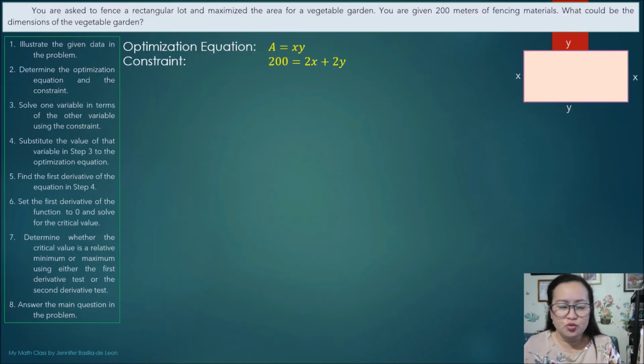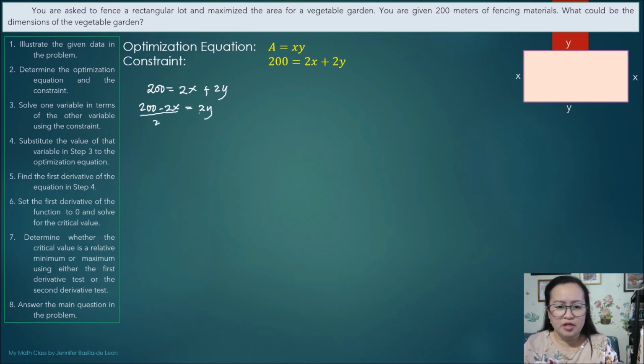Now we're ready to do the third step, which is to solve one variable in terms of the other variable using the constraint. So we have 200 equals 2x plus 2y. Then we solve for y in terms of x, so we will have 200 minus 2x equals 2y. Then we divide by 2. Therefore, y equals 100 minus x. So we were able to solve for y in terms of x. Remember that because we will need that later.